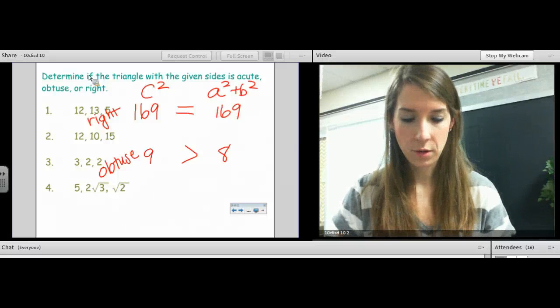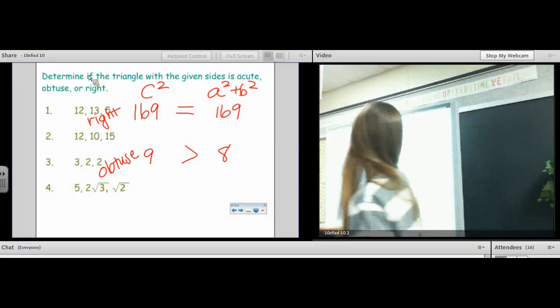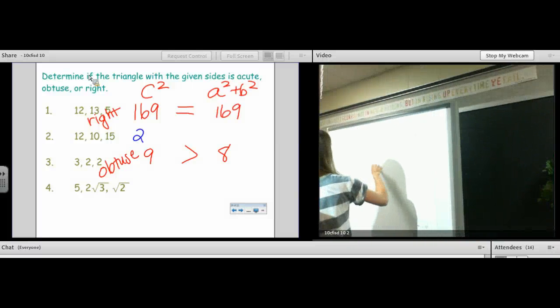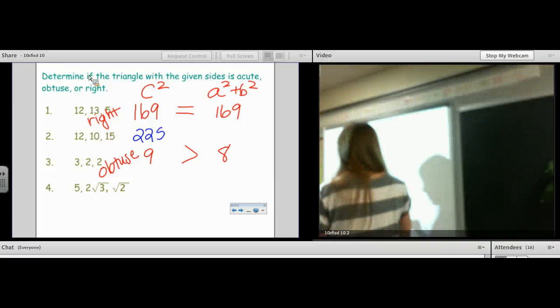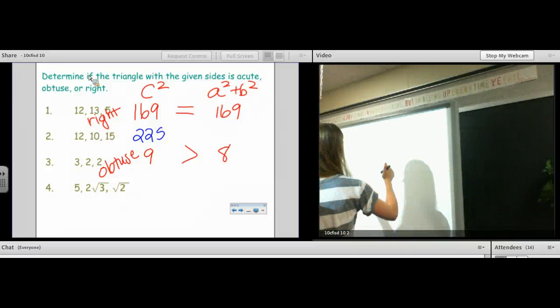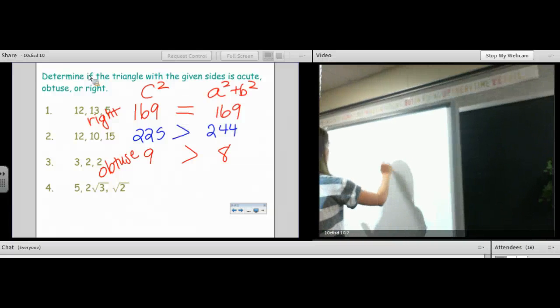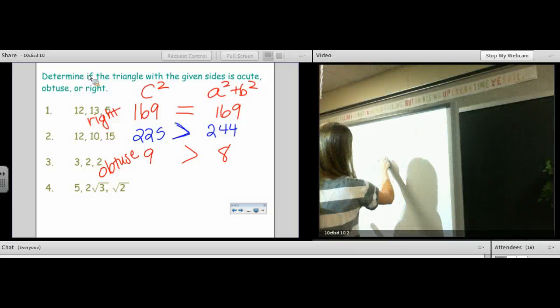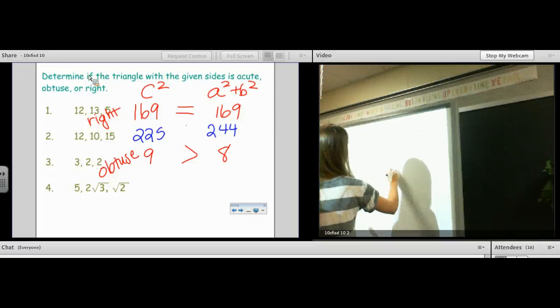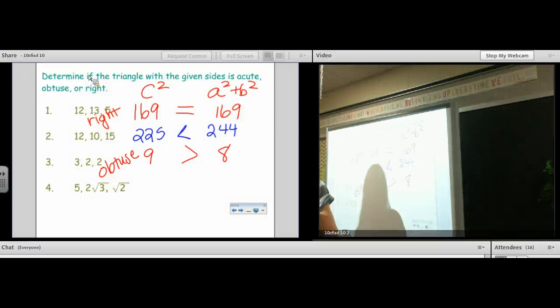So number 2, 15 squared is 225. 12 squared plus 10 squared is 244. This one, that's the wrong sign. I knew it as I was doing it. It eats the bigger number. It eats 244. That is a less than sign, so that one is acute.